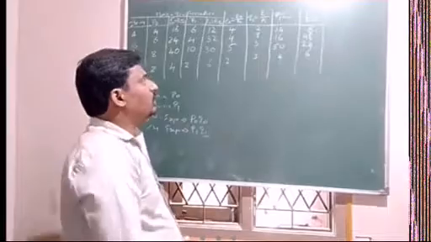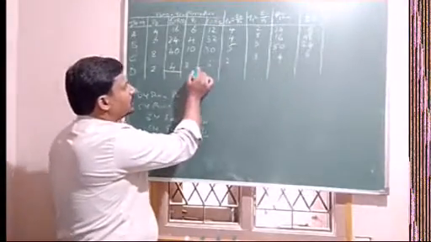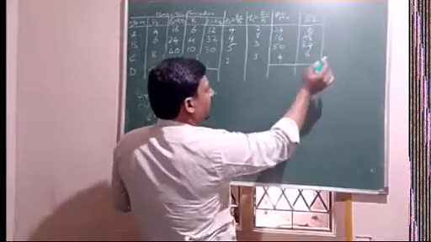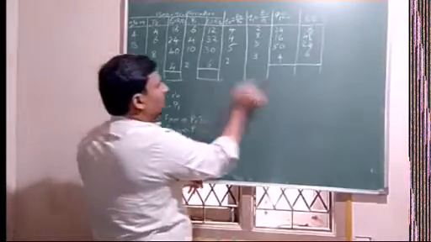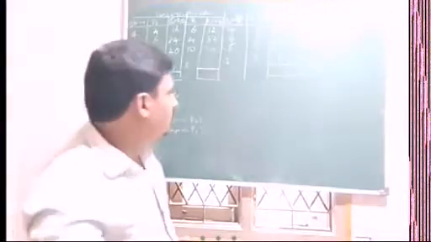Now make the total of all these four columns: P naught Q naught, P1 Q1, P1 Q naught and P naught Q1. We need them in the formula. So first formula.